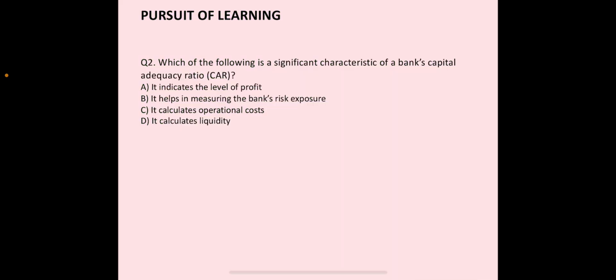Next question, which of the following is a significant characteristic of a bank's capital adequacy ratio? It indicates the level of profit, it helps in measuring the bank's risk exposure, it calculates operational costs, it calculates liquidity. The correct answer is option B. It helps in measuring the bank's risk exposure.